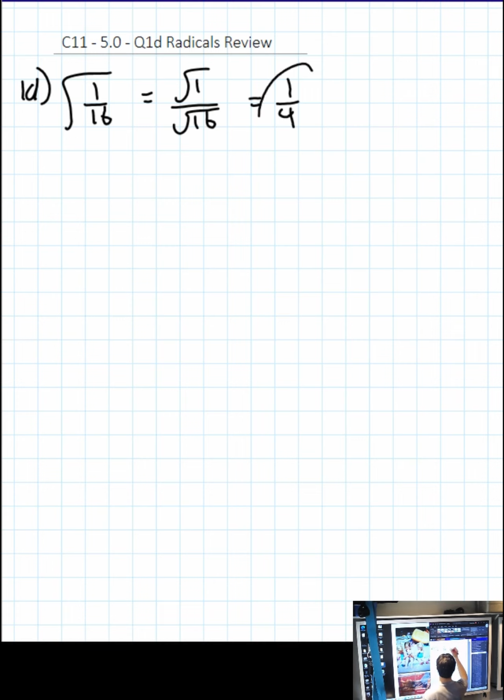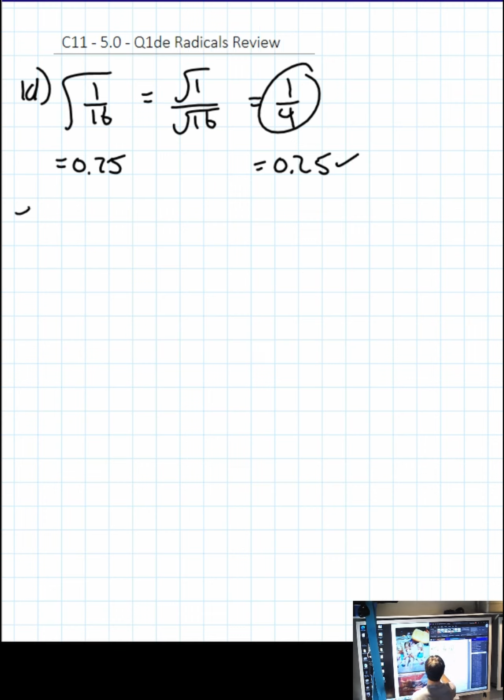Circle our answer. So on the calculator, if I type in the square root of 1 over 16, I get 0.25 near the question, maybe below it. We'll say 0.25, and the answer is also 0.25. Check mark. Awesome.